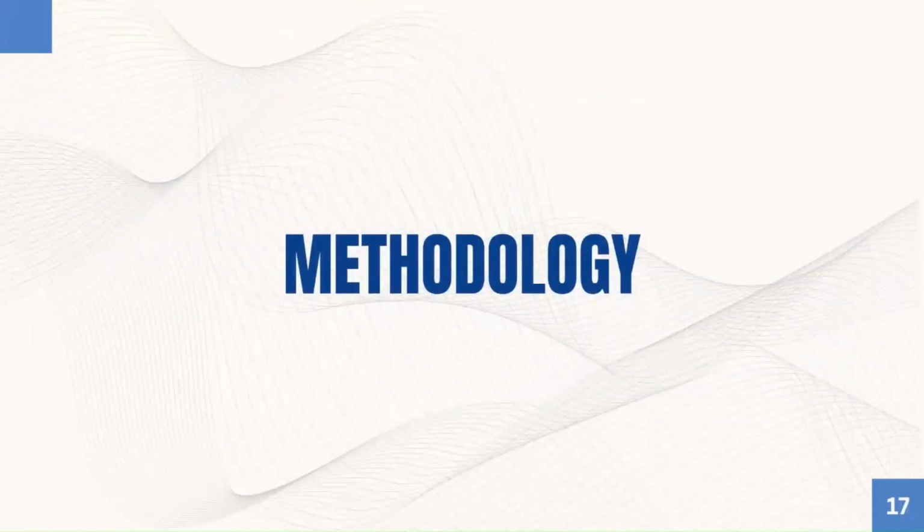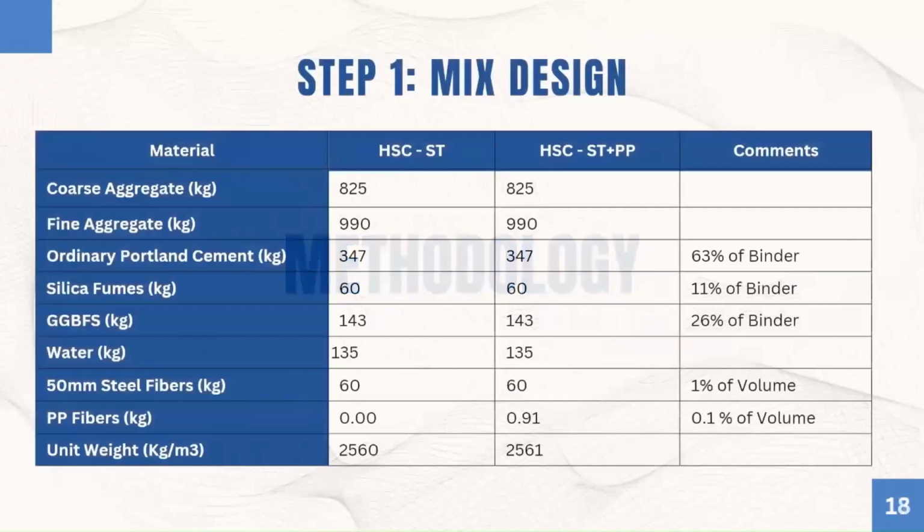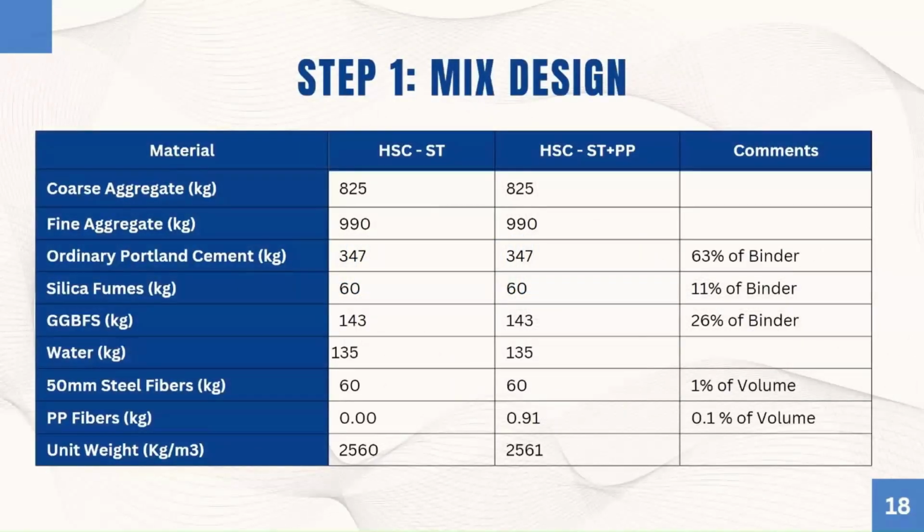Now, moving forward to our methodology. First of all, the first step of our methodology was getting our mix designs. This experiment was conducted with two mix designs. The first one was high strength concrete with steel fibers, and the second was high strength concrete with steel fibers and polypropylene. As presented, the following is our mix design.